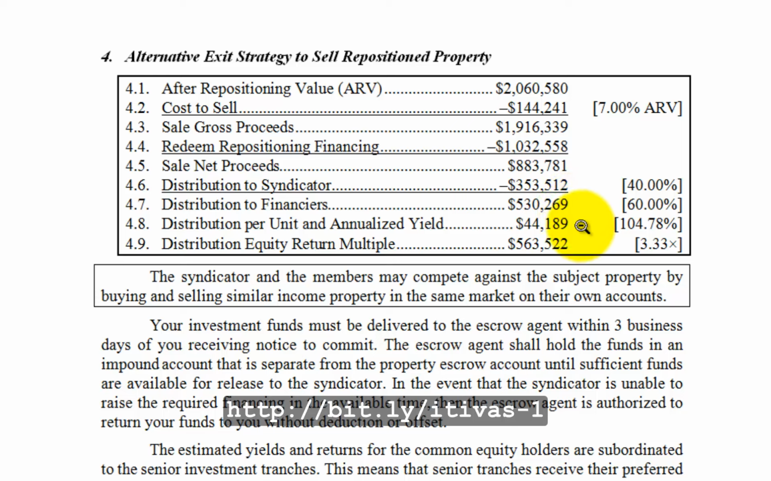That means each membership unit is receiving $44,189. That's 104.78%. The distribution equity return multiple, 3.33. That means they're getting 3 1/3 times as much as they put in to the deal. That's a very good multiple.